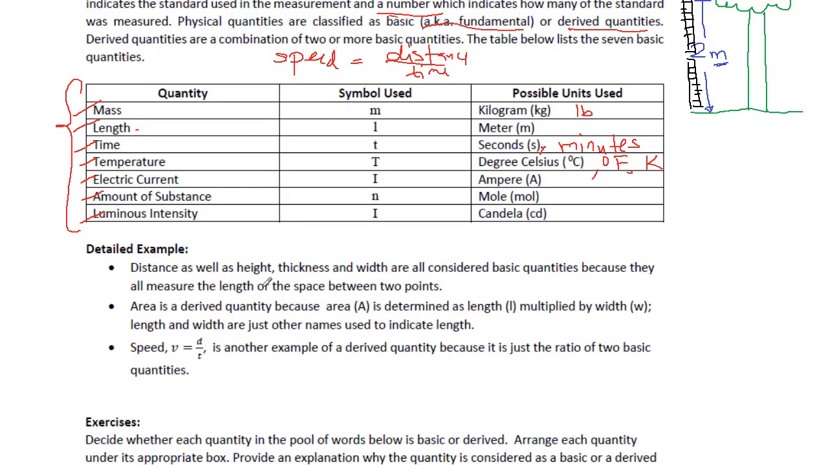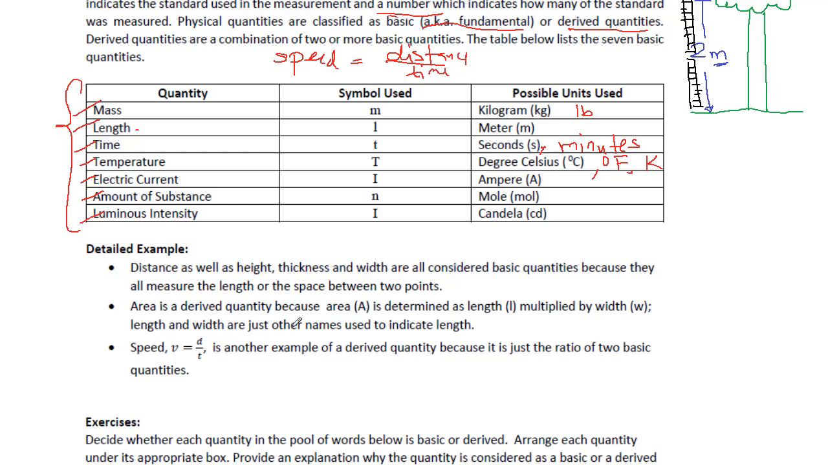Distance as well as height, thickness, and width are all considered basic quantities because they all measure the length, or the space between 2 points. Now when we say length, we don't really mean just how long it is. It could be how far your house is from your friend's house. It's a measure of how far the space between 2 points is.